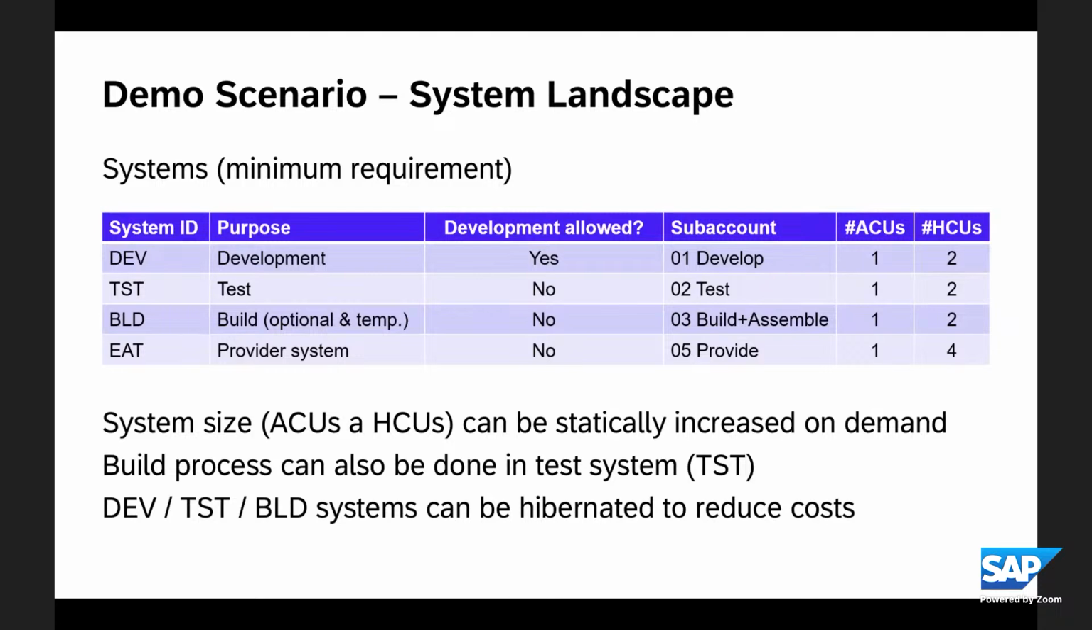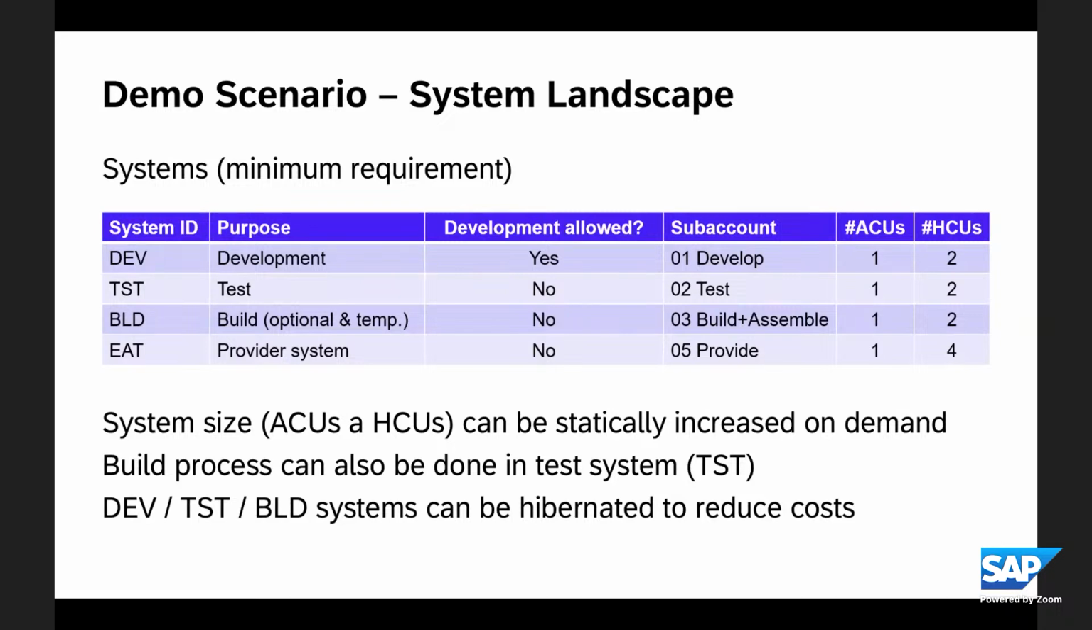So I'm using the smallest size of all these different systems. The minimum Steampunk system size is 1 ABAP compute unit and 2 HANA compute units. This size can be increased later on, but we can definitely start with this size.